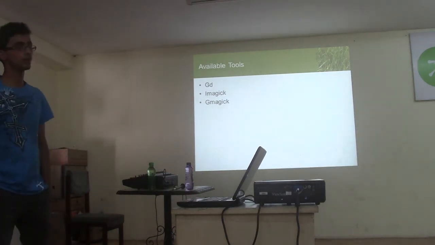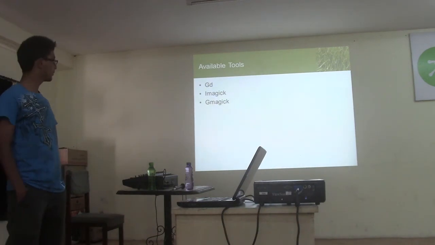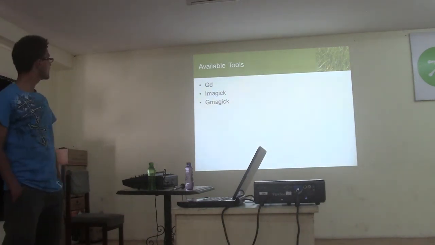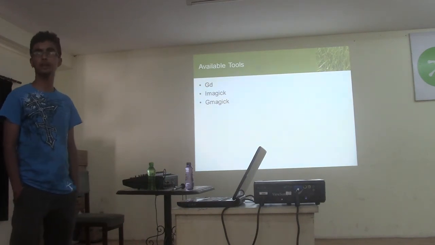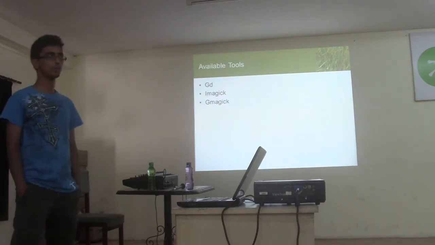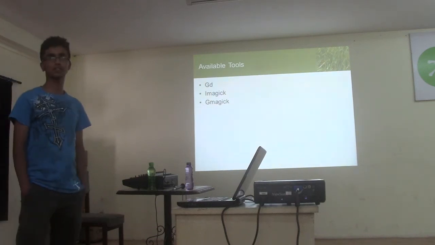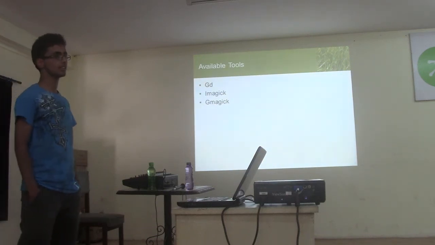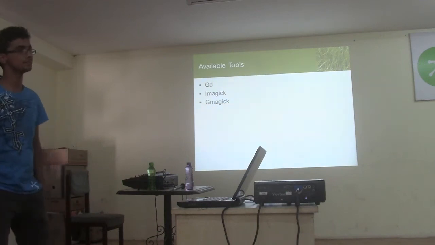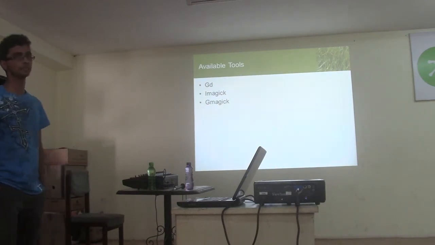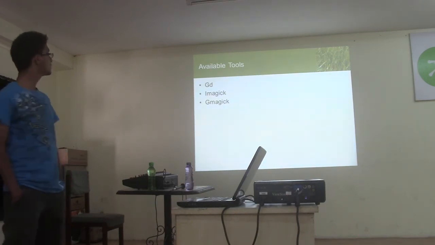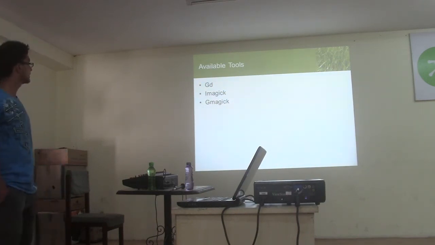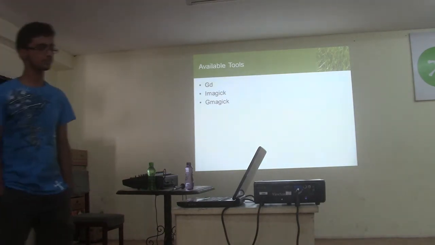These are the most popular tools available in PHP for image manipulation. The most popular one is GD, which is available in PHP installation by default. And there are other tools like Imagick and Gmagick. They are not as popular as GD, but they are more performant than GD. If you use GD in production, you should probably switch to Imagick or Gmagick because they are more performant in image manipulation for PHP.